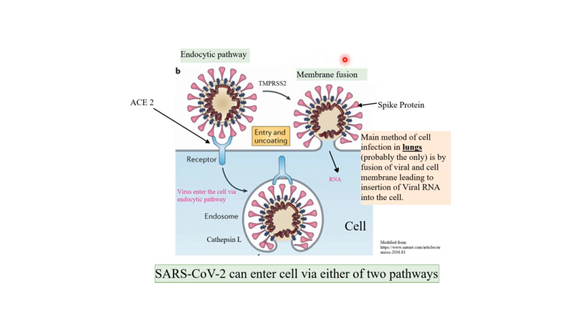This is the membrane fusion pathway. The virus and the cell membranes fuse, and opening is created through which RNA enters the cell. This is the main method of cell infection in lungs, probably the only method of cell infection in lungs. That is to say, infection of the lungs usually takes place by cell fusion pathway, cell and the virus fusion pathway, leading to insertion of viral RNA into the cell.